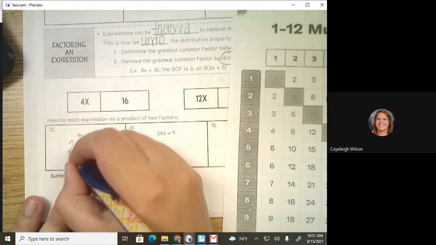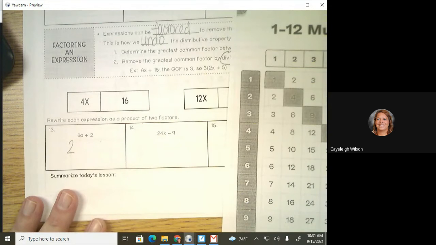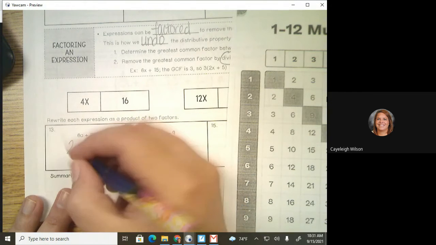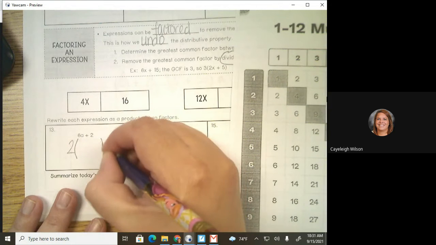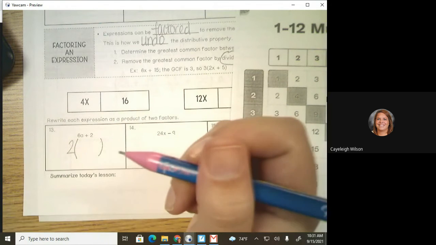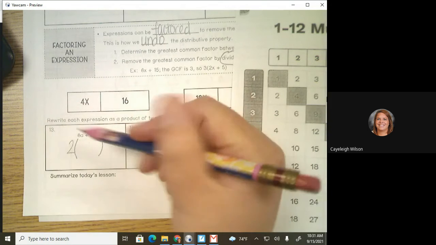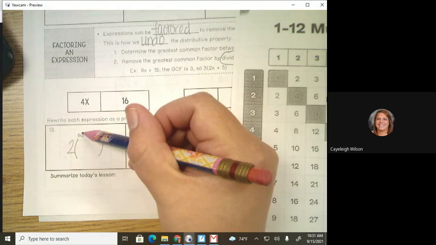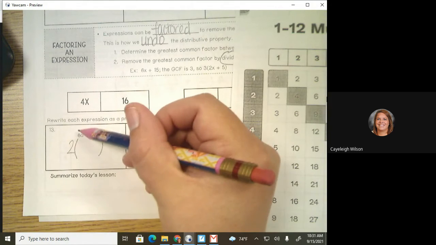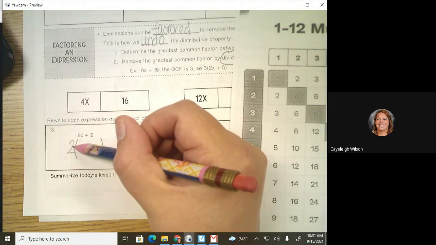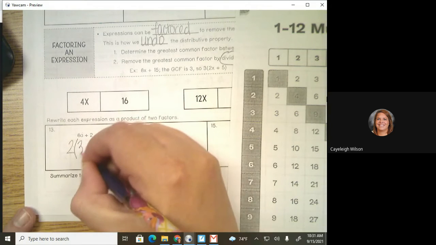So I'm going to rewrite the 2. Okay. Is everybody okay with that? How I found that that's the greatest common factor? Yeah. All right. And then I'm going to put a parenthesis, and I'm going to divide it out. Okay. So this is 6a divided by 2. Well, what is 6 divided by 2? 3. So that's going to be 3a.